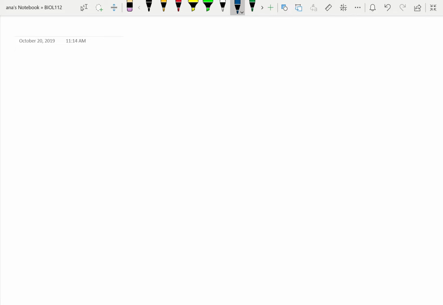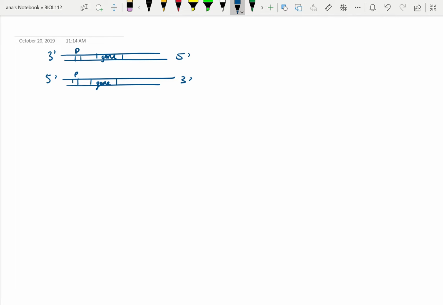So I'm just going to draw an idea of what DNA would look like. So I'll draw, this is going to be my gene. And so, right, these are complementary strands because we have double-stranded DNA. So it's just going to be the same on the other side. And then I'm going to draw my promoter and my terminator. Great.